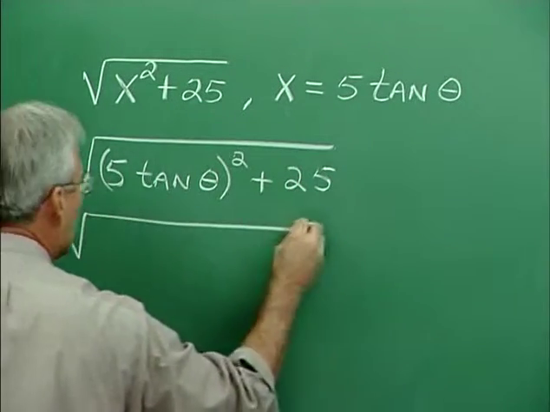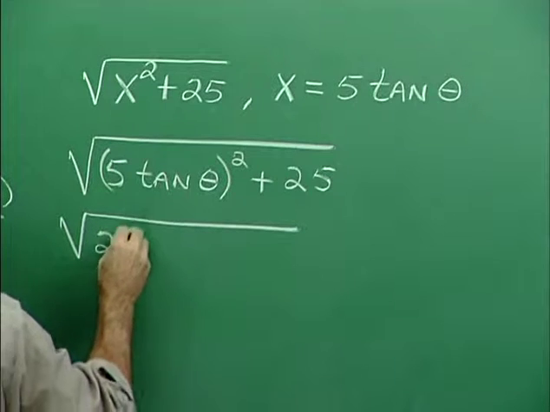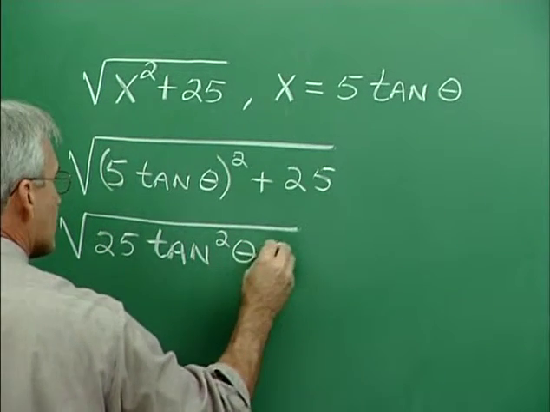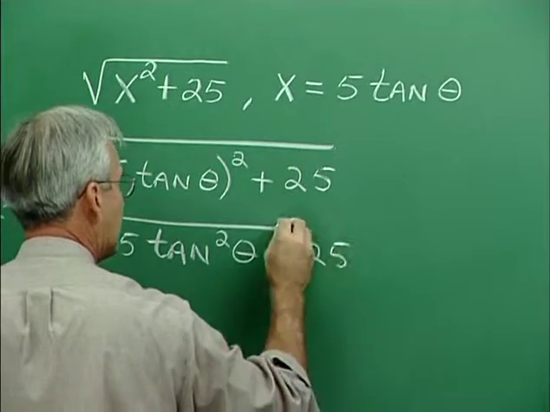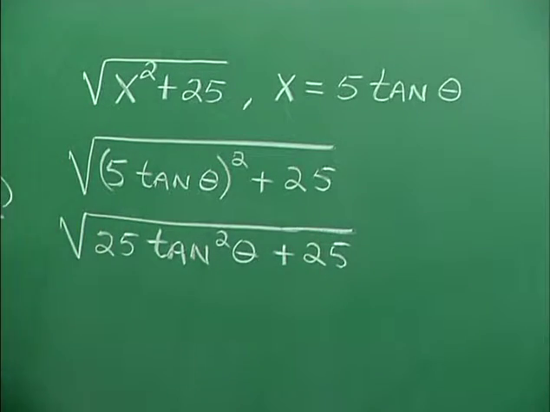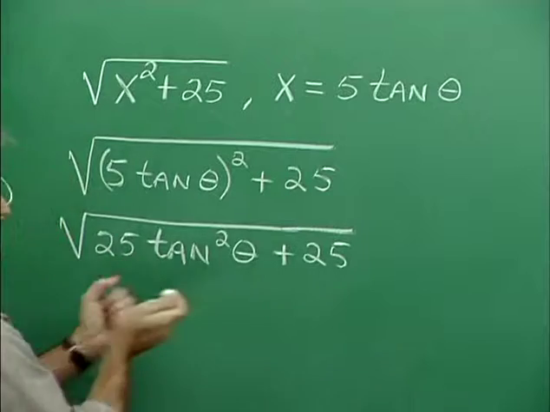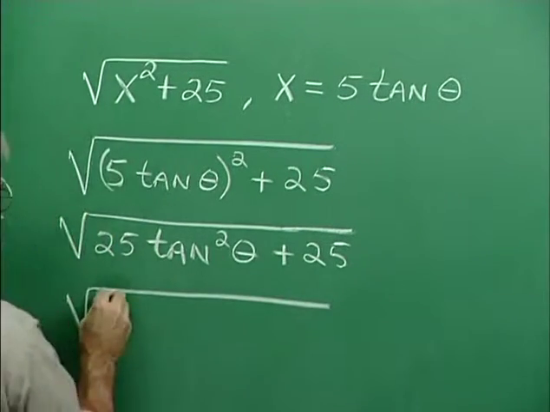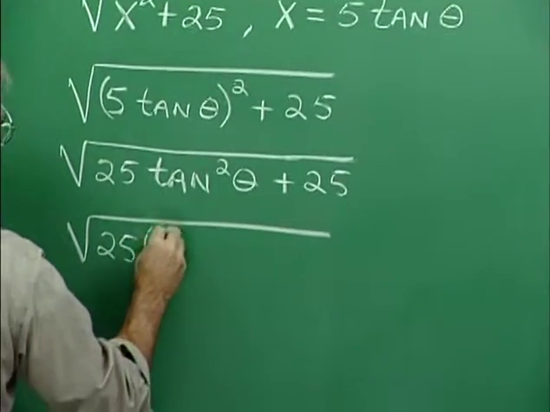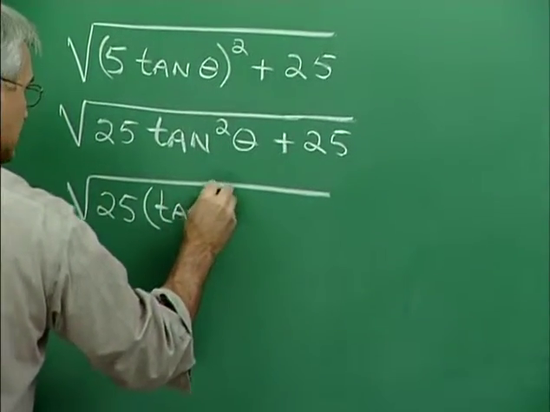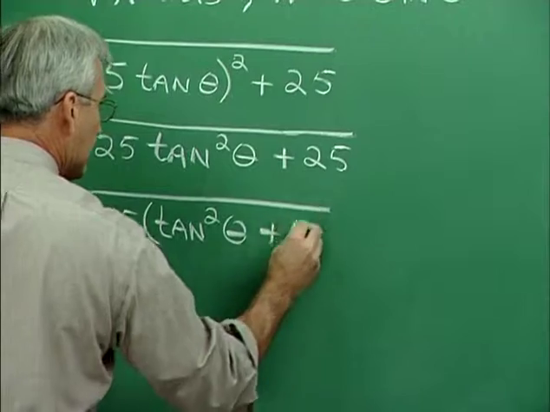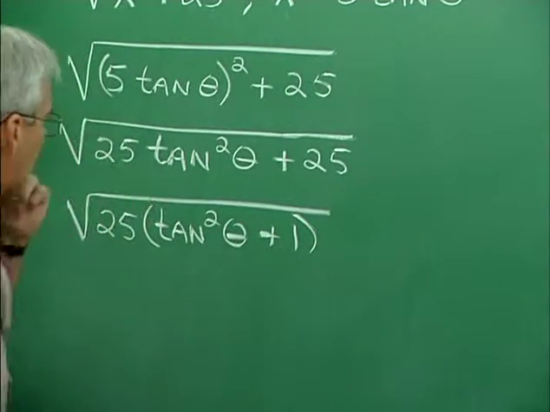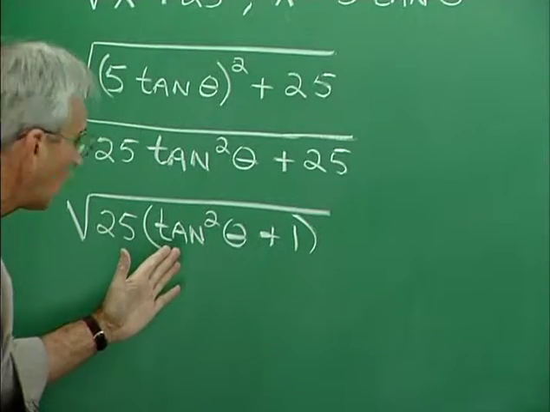Well, let's go ahead and expand here. We have the square root of, squaring 5, we get 25, then tangent squared theta plus 25. I see that 25 is in both of these terms, so I can snag out 25 as a common factor. And when I do that, I have 25 times tangent squared theta plus 1. And wow, this looks a little familiar. Maybe this is one of the Pythagorean identities.